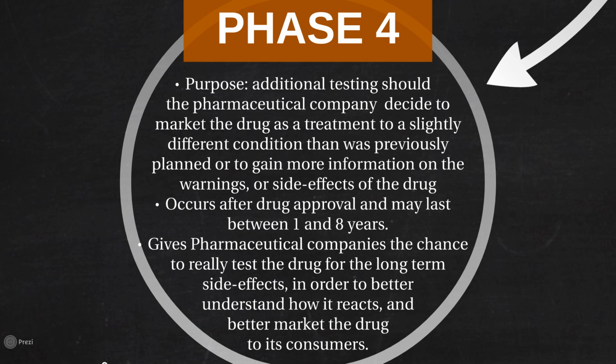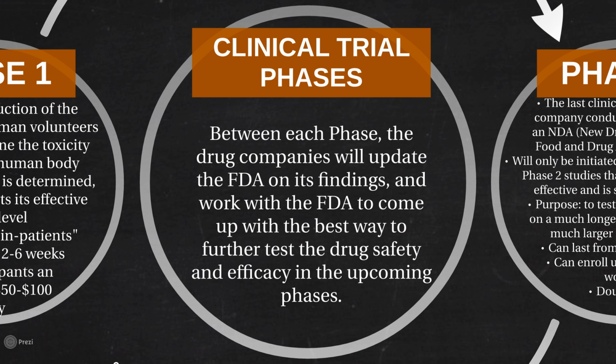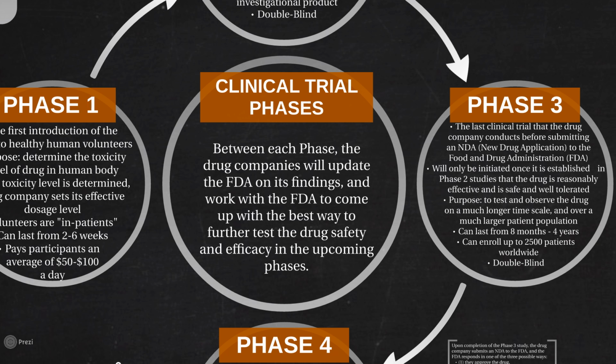Phase 4, post-marketing drugs. So with this asthma study, the drug may already be approved and on the market, but the drug company may want to make more claims about the drug than they're allowed to, and so the FDA will tell them to do a phase 4 study, and that's what those are. They're basically post-marketing studies. Between each clinical trial phase, the drug companies will update the FDA on their findings and work with the FDA to come up with the best way to further test the drug safety and efficacy in the upcoming phases.